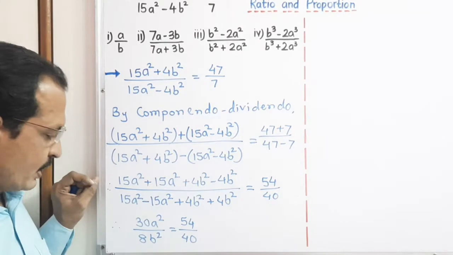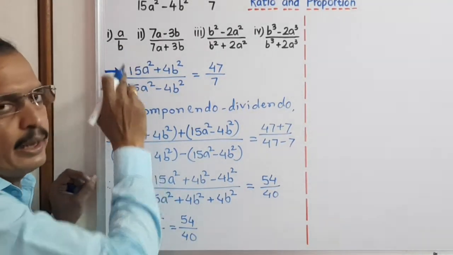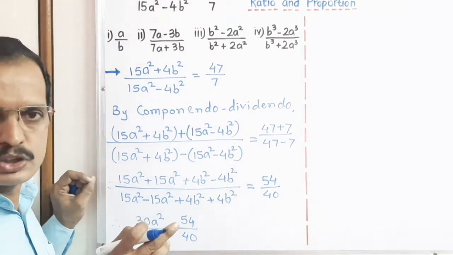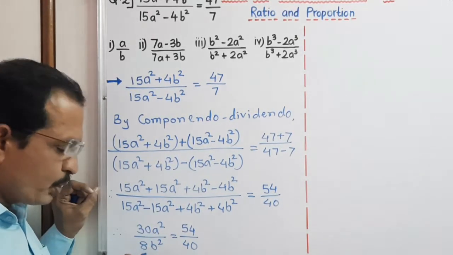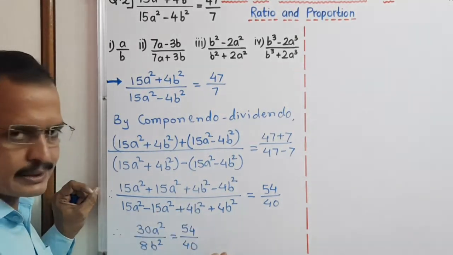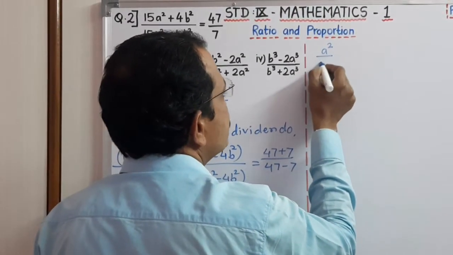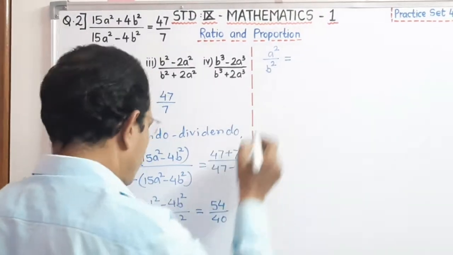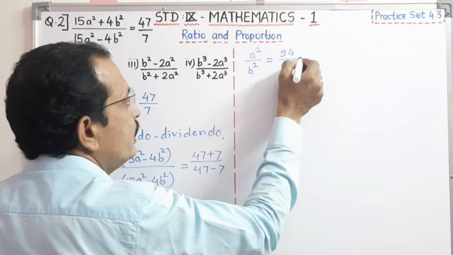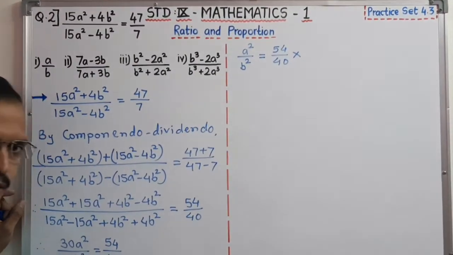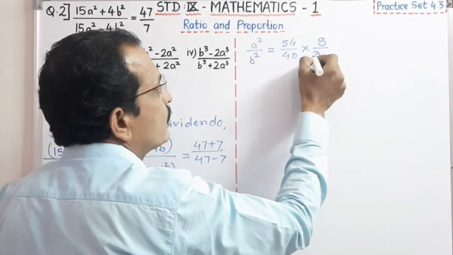Now dear student, we require a/b. First of all, our aim is to find out the ratio a/b. For that purpose, see now dear student, this 30/8, we have to shift on that side. Therefore here it will become a²/b² is equal to 54/40 into 8/30. We shift it to the other side, therefore it will become 8/30.